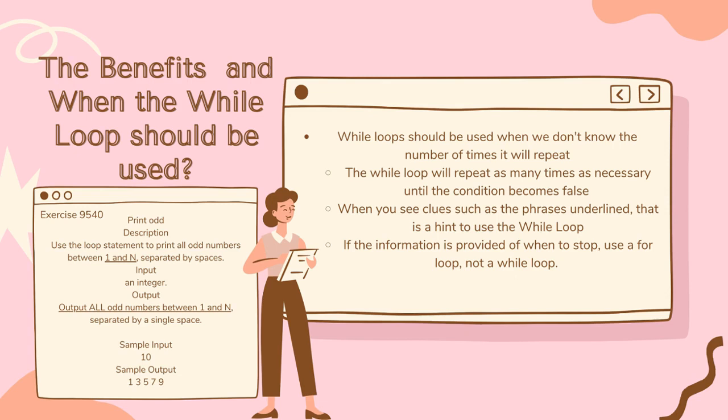As you can see on the other side of the slide, Print Odd. Description: use the loop statement to print all odd numbers between 1 and n, separated by spaces. Input an integer. Sample input: 10. Sample output: 1, 3, 5, 7, 9. Based on the phrases underlined, this is a hint to use a while loop.